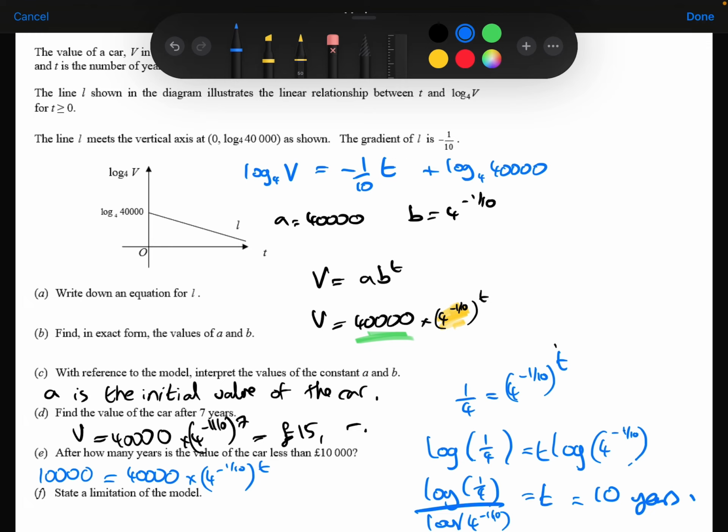So during the beginning of the 11th year, the car would be worth less than 10,000.